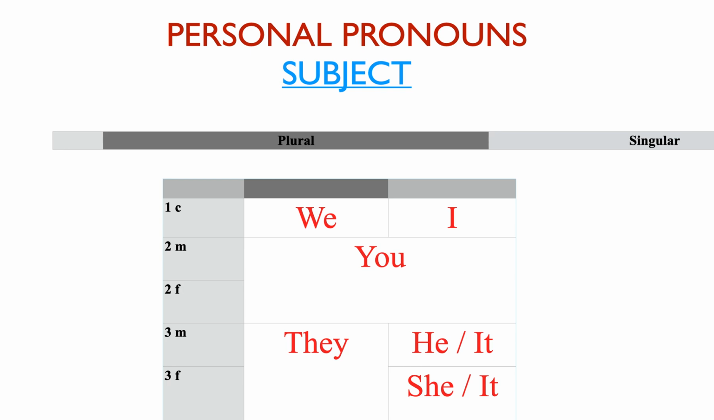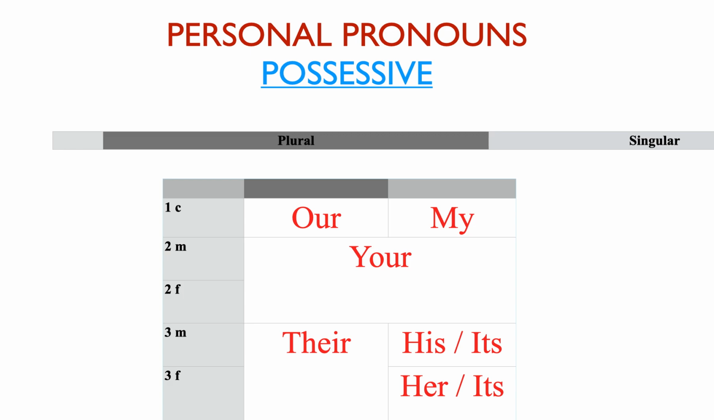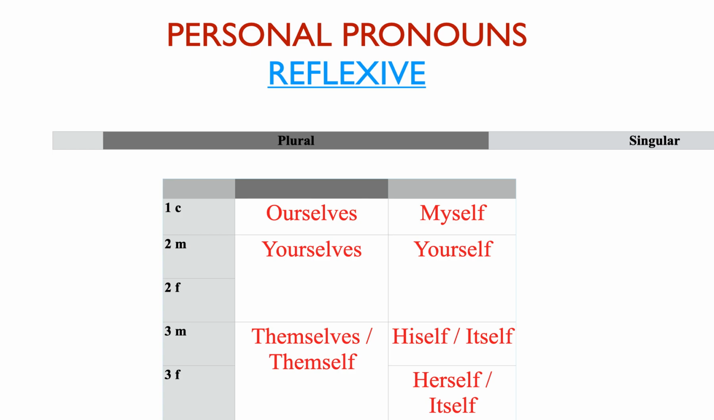They can function in a sentence as subject: I, you, they. They can function as an object: me, you, him, her. They can also be possessive: my, your, our, their, and they can be independent possessive: mine, yours, theirs. And finally, they can be reflexive: ourselves, myself, yourself, themselves.